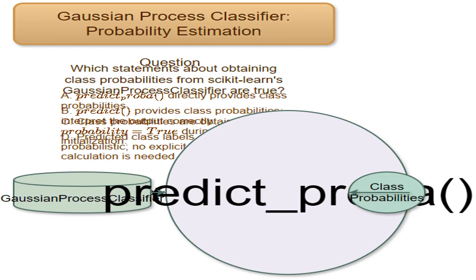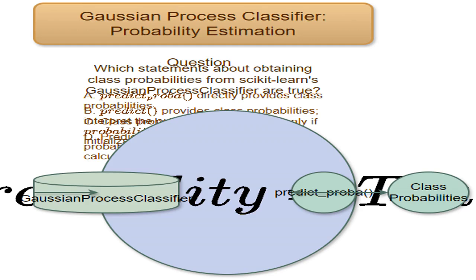This is the scikit-learn method that actually provides the class probabilities, but only after I set probability true. It's the tool you use to get those crucial numbers. This is a type of machine learning model that uses Gaussian processes to perform classification tasks. It can predict the class labels of new data points based on the data it was trained on. I'm specifically interested in how it handles probabilities.